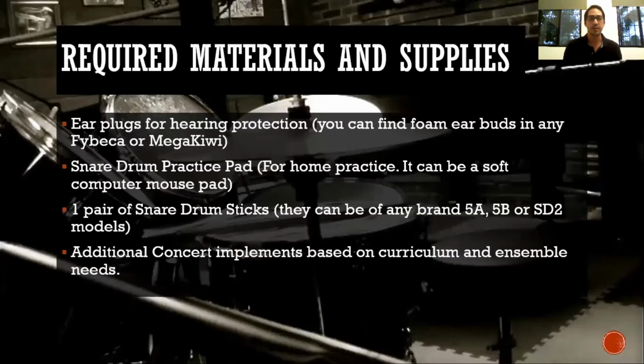We continue. Required materials and supplies. Earplugs for hearing protection. You can find foam earbuds in any Fibeca or Mega Kiwi. Snare drum practice pad. For home practice, it can be a soft computer mouse pad. You already have the ones that I gave to you last year. One pair of snare drum sticks. They can be any brand, 5A, 5B, or ST2 models. Big Firth is my favorite. I know it's yours too, I remember. Additional concert implements based on curriculum and ensemble needs.